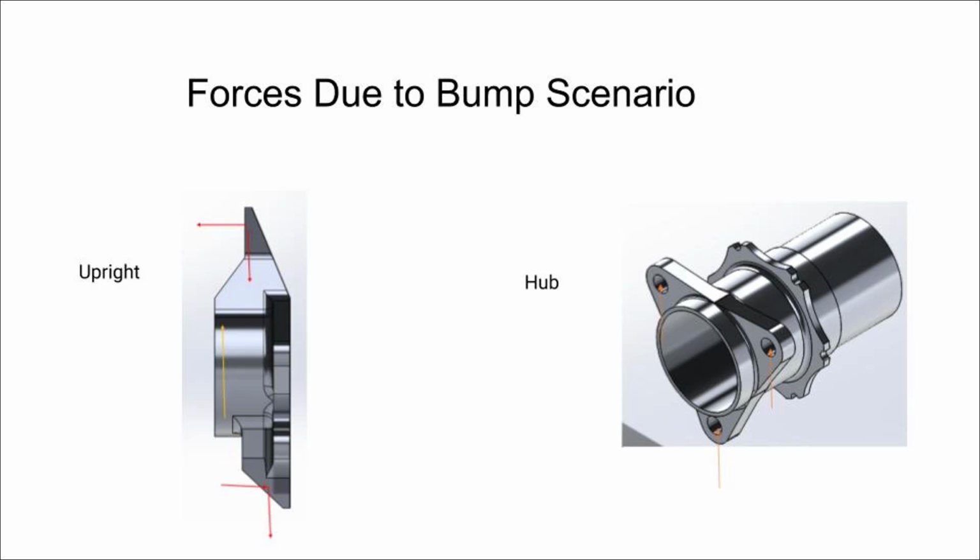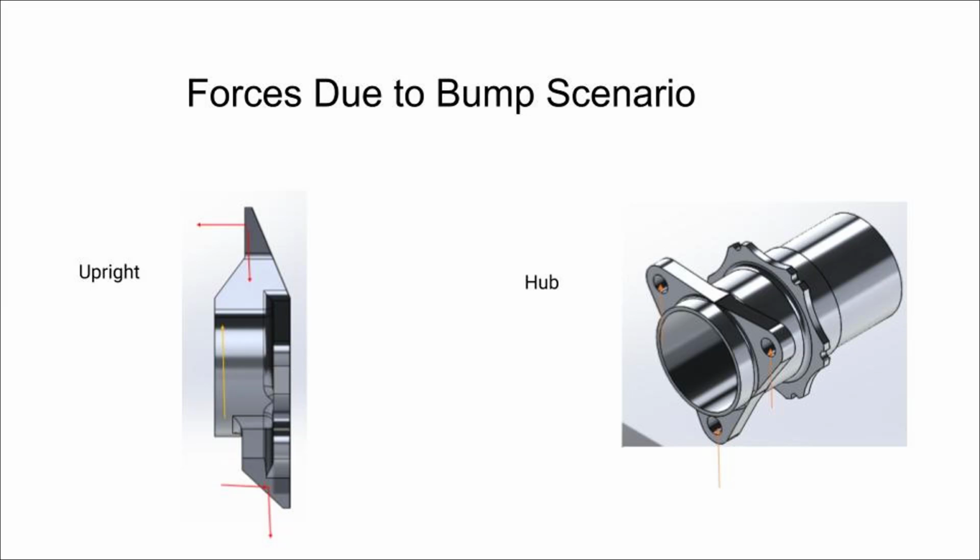In the bump scenario, there's a 600-pound force occurring at the contact patch for both the upright and the hub. We simulate this by utilizing remote loadings. Our forces due to a bump scenario include an off-center upwards force on the upright where the hub is sleeved into it. The upright is fixed from the upper and lower suspension tabs and exhibits reaction forces in these locations.